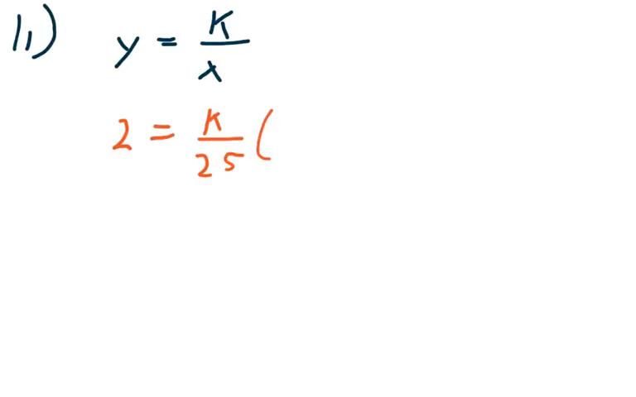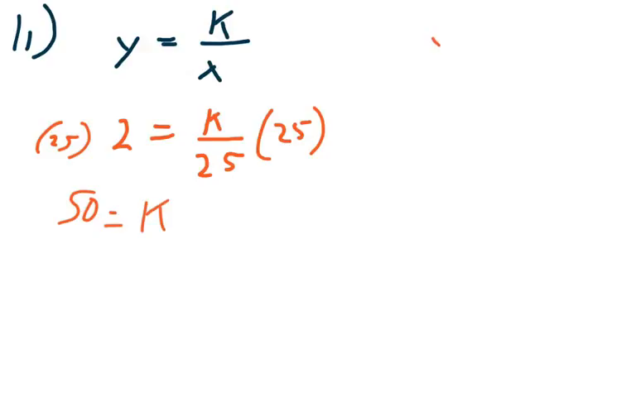We're going to start this video with problem number 11. It says y varies inversely, which is y equals k over x. So it starts out with y equals 2 when x is equal to 25. So I'm going to multiply both sides by 25. And so 50 equals k.